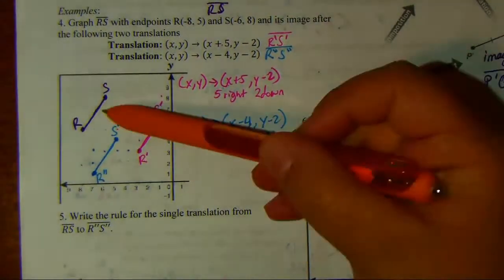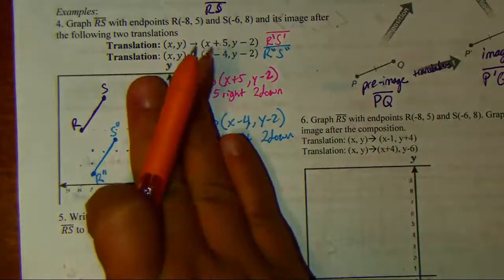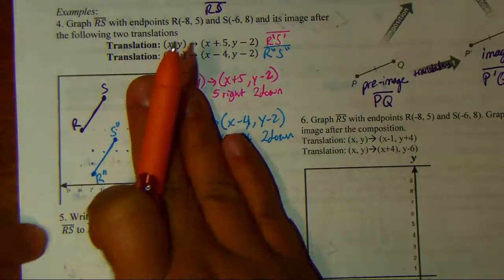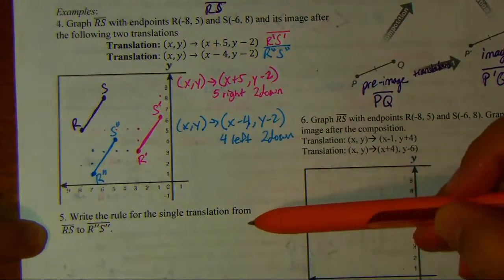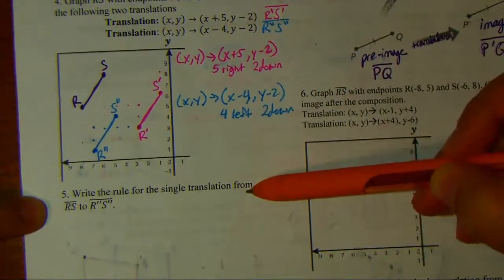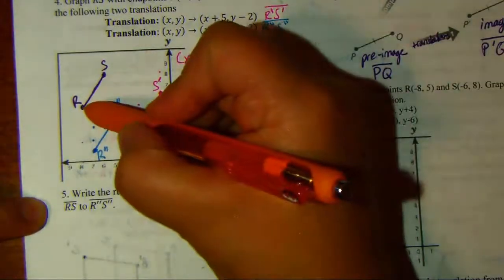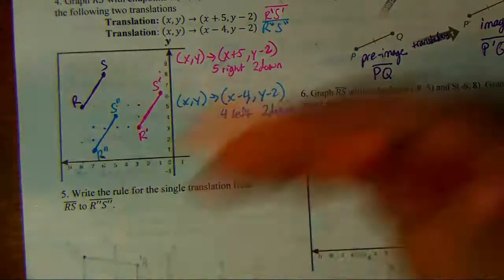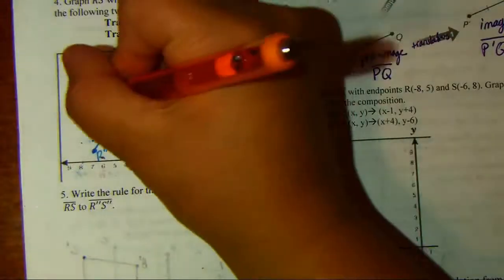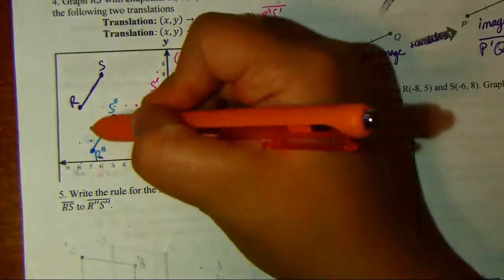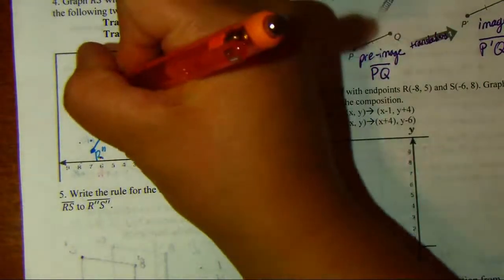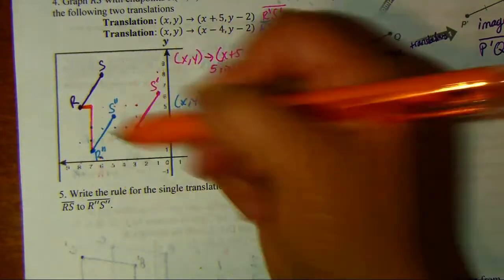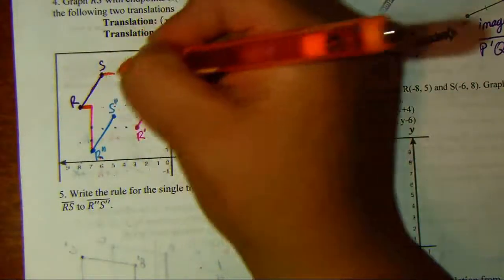Okay, so if I take a look here, right, if I'm just going straight from the purple, our segment RS to segment R double prime, S double prime, that's actually the question for number 5. Write the rule for the single translation. Okay, so I want to know, to get from R to R double prime, how much do I have to go right or left, and how much do I have to go up or down? So over here, if I take a look, R double prime is aligned right here. So that means I'm doing this and I'm doing this, right? And then the same thing for S, this and this.